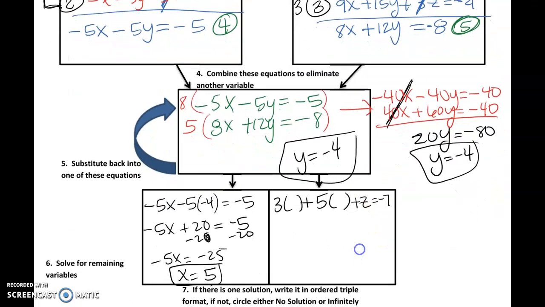So I'm going to plug in the values that we've got. So I've got negative 4 for y, and I have positive 5 for x. And that will give me 15 minus 20 plus z equals negative 7. So if I keep going, I'm going to get negative 5 plus z equals negative 7. Add 5, and I get z equals negative 2.